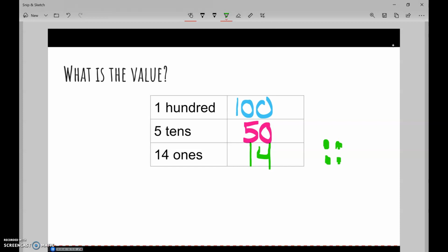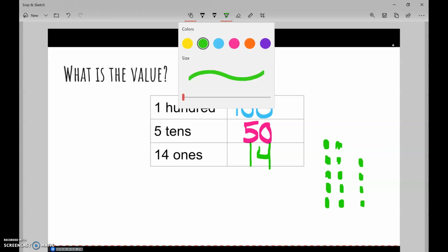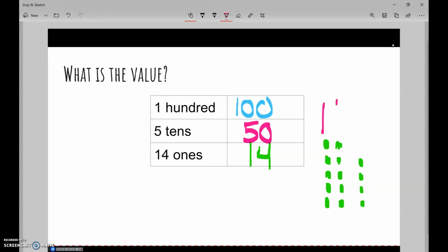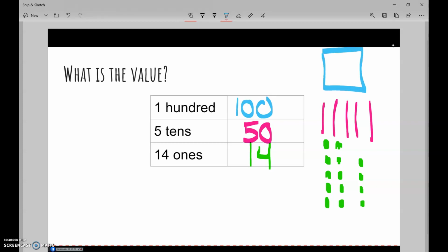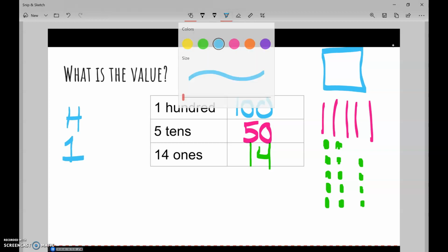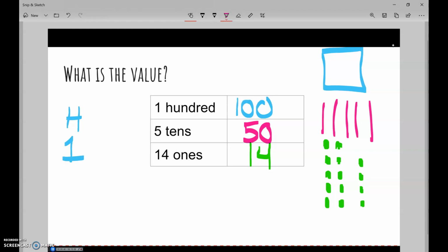1, 2, 3, 4, 5, 6, 7, 8, 9, 10, and then 1, 2, 3, 4. Now I have 5 tens. 1, 2, 3, 4, 5 tens, and I have 1 of the hundreds. Okay. So I see the set. I clearly have 100. When I'm looking at my tens, I'm noticing that I have 5 tens, but these 10 ones made another 10. So now I no longer have 5 tens. In fact, I have 6 tens.